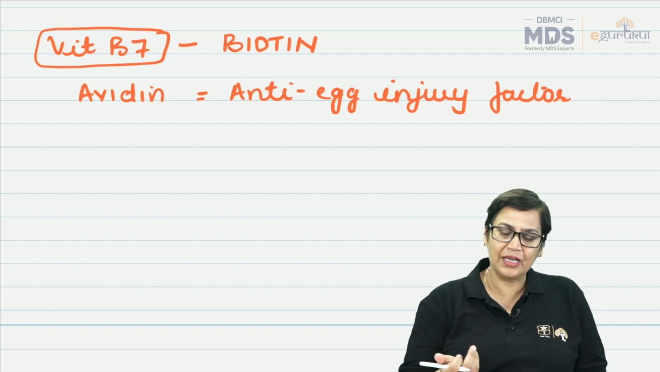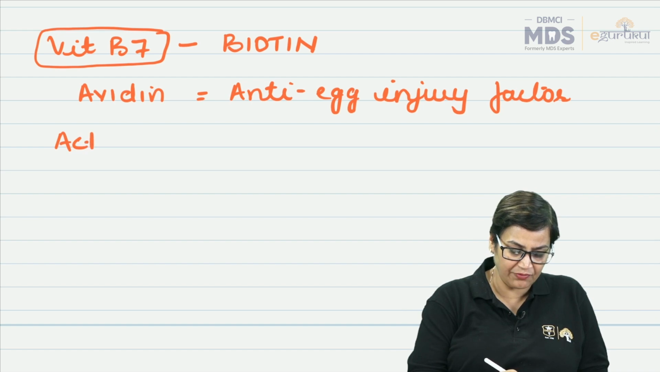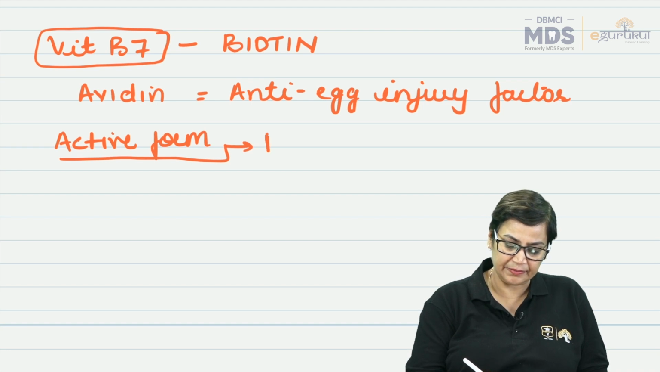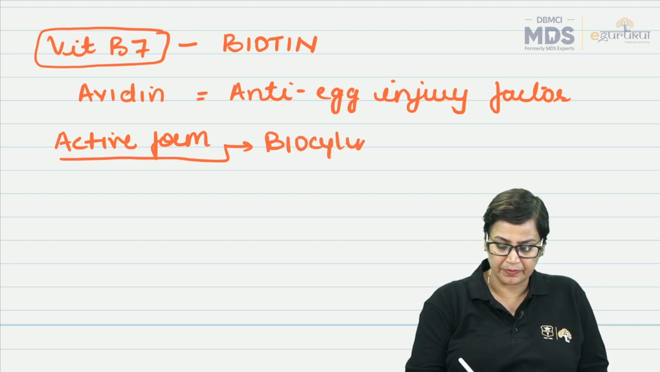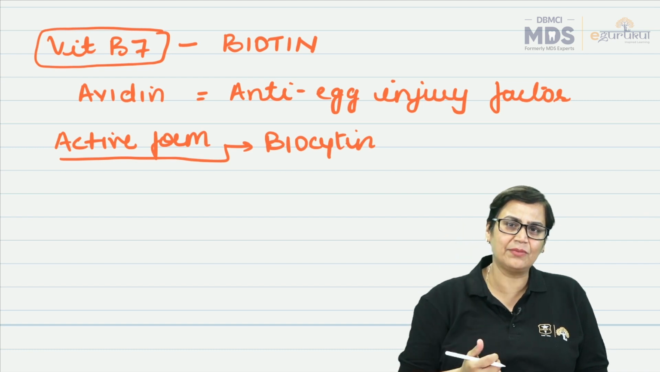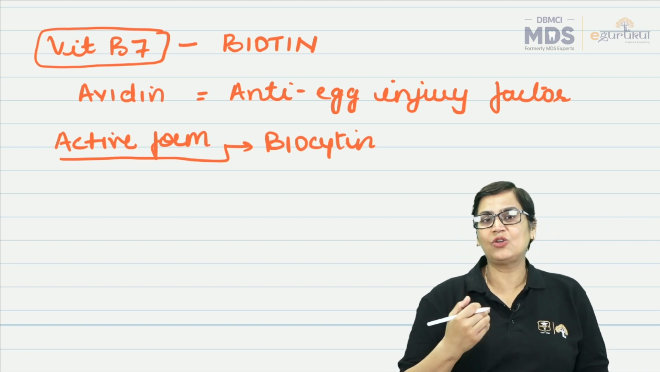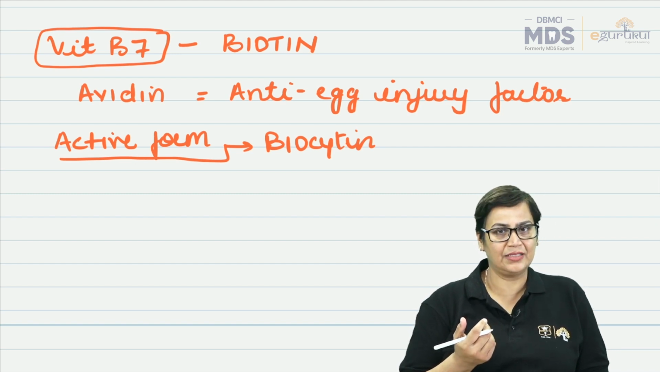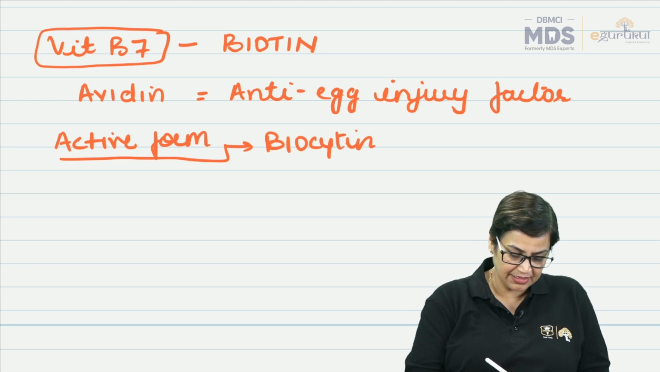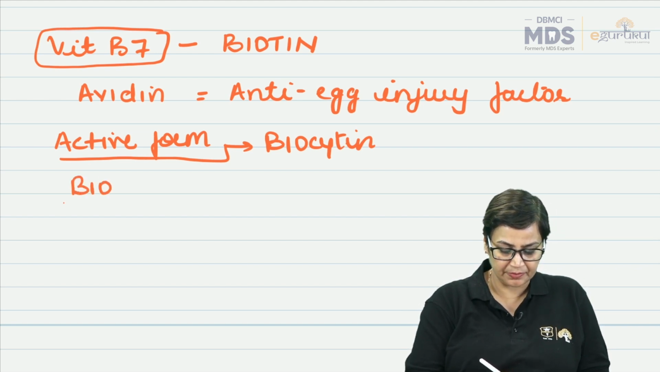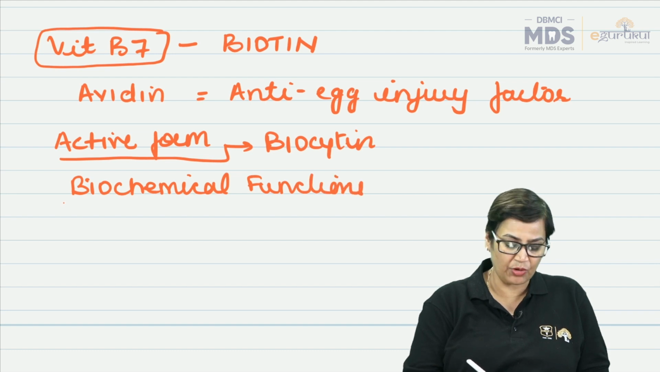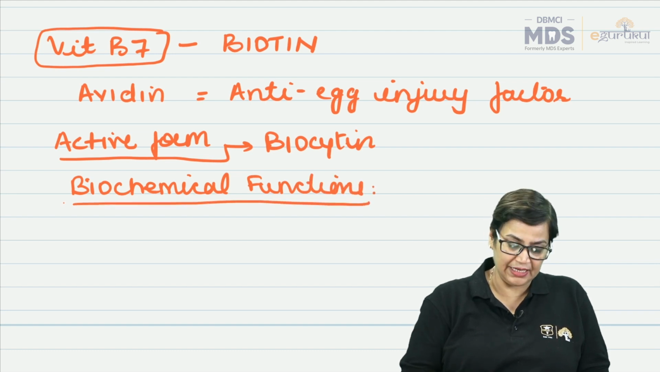ठीक है, अब एक्टिव फॉर्म अगर इसकी हम बात करें, if we talk about the active form, it is biocytin, means it always carries the bicarbonate ions, because if we talk about carbon dioxide, it is present in the body in the form of bicarbonate ions. And you can say that, I'll just write biochemical functions. The most important function is carboxylation.